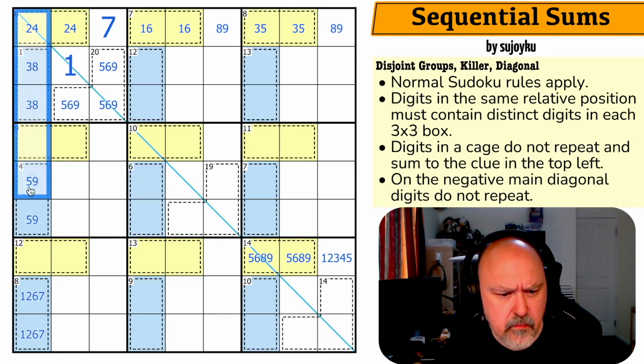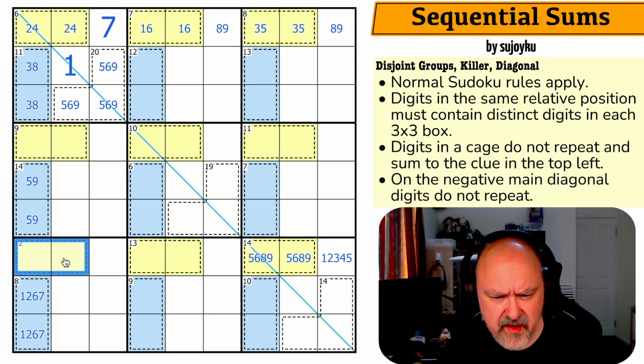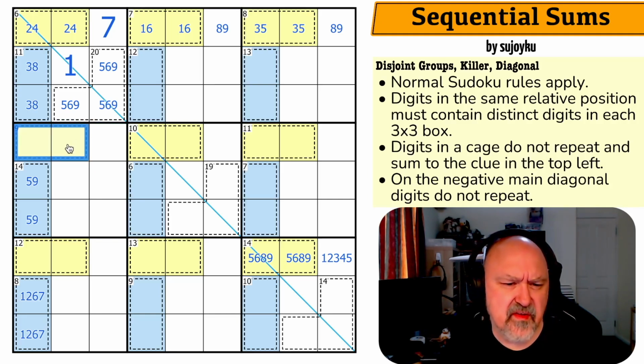4 in this column. 4 can't go here because that would have to be a 5. So 4 is here or here. 4 would put a 2 here. 4 here would put an 8 here. Can this be 4, 8? 4, 8 would put 8 in one of those. I don't see a problem here. Four can't go there.